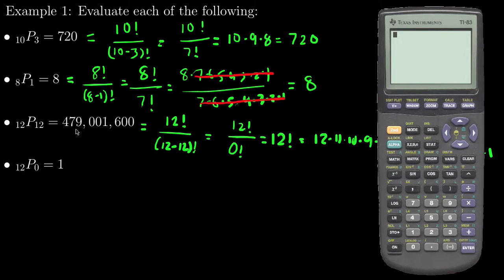And so either I can use the nPr and type in 12 math nPr 12, and we get, ooh, what'd I mess up? Extra parentheses. That's going to be 479,001,600, or I'll show you it's the same thing as 12 factorial, so 12 factorial, same answer.